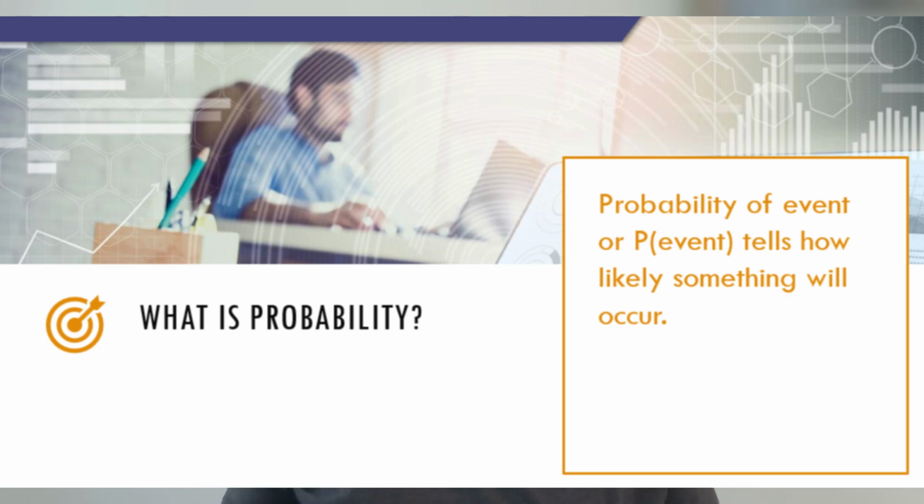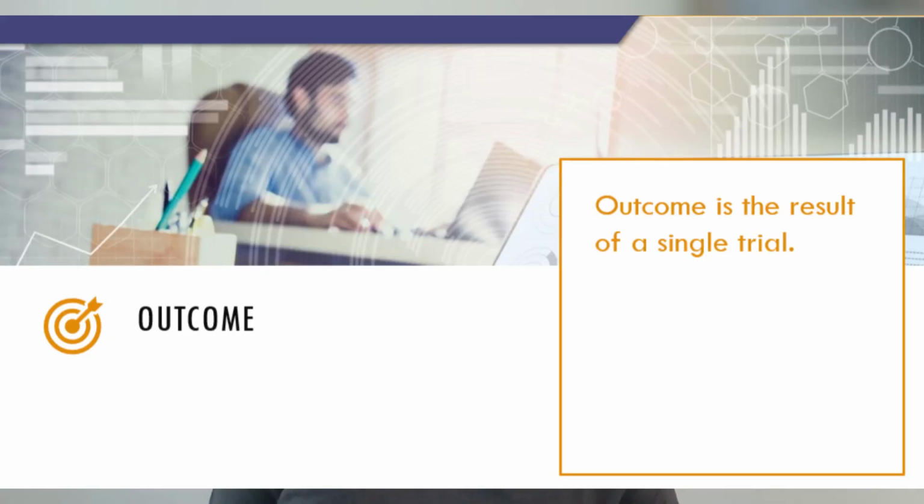Probability. What is probability? Well, the probability of an event, or P(event), tells you how likely it is that something will occur. After we talk about probability, we need to talk about the outcome. So what exactly is the outcome? Well, an outcome is the result of a single trial, like you take a dice and you roll it and you get a 3. That would be the outcome of a single roll of a dice.